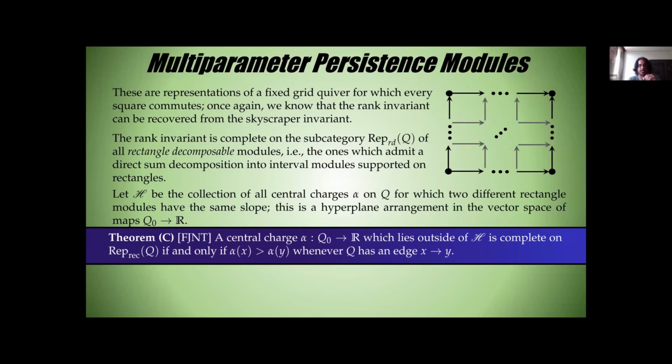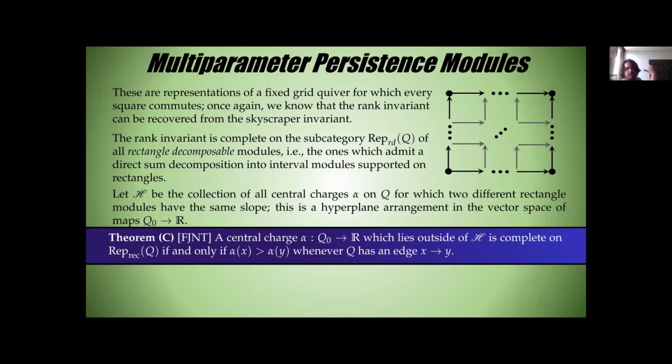Sorry, that should be RD instead of rec. I changed notation in the middle of making the slide, but it's complete if and only if, again, you have this property where you decrease along the edges. And what's happening here is that all of the sub-representations of a rectangle are going to be things that have to move up or to the right. Right? That's how you're going to get a sub-representation. If I have a rectangle going off into space, all the sub-representations can live here or they can live further up or to the right. And forcing this to decrease along the edges forces that thing to have a smaller slope than the first one.